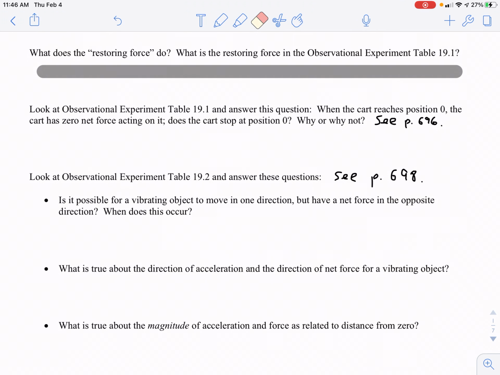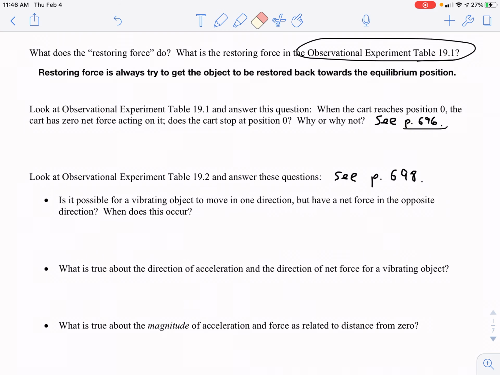What does a restoring force do? What is the restoring force in observational experiment 19.1? You are going to want to turn to the electronic textbook, page 696, to access observational experiment 19.1. But what does a restoring force do? Restoring forces always try to get the object to move and be restored back towards the equilibrium position.